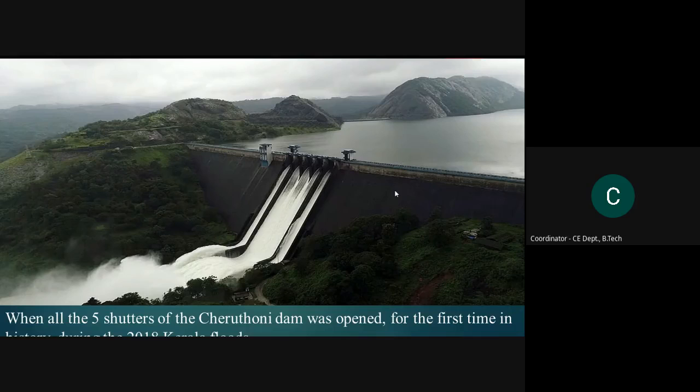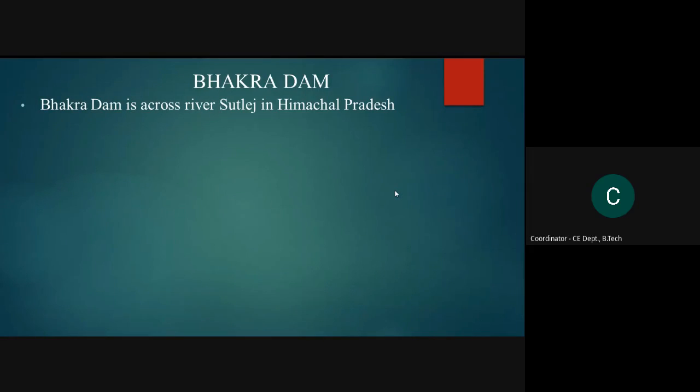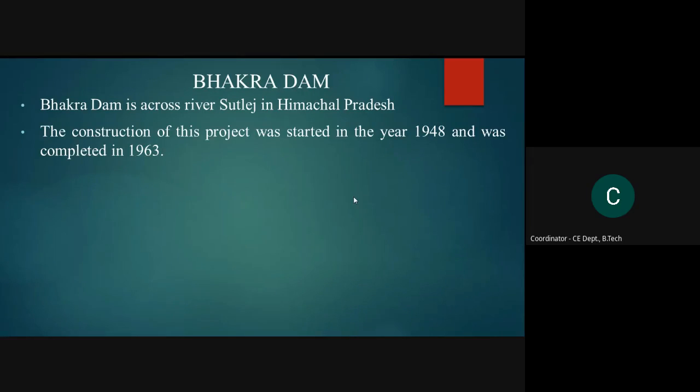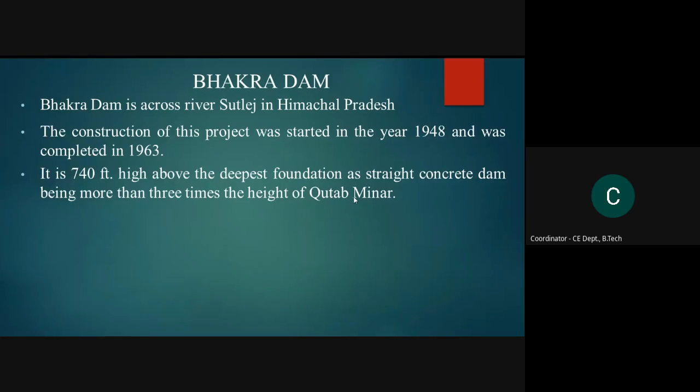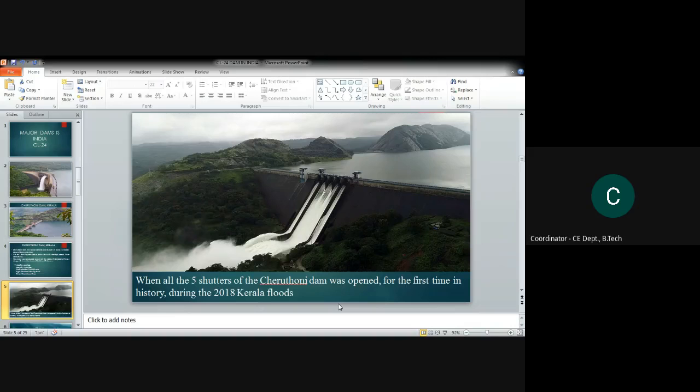Okay, so the next one is Bhakra Nangal Dam. As we are all aware, we studied this dam since our childhood, in class 5 or 6, in our general knowledge classes. This Bhakra Nangal Dam is situated across the river Sutlej in Himachal Pradesh. Construction started in 1948, and it is the highest concrete gravity dam in Asia and second highest in the world.